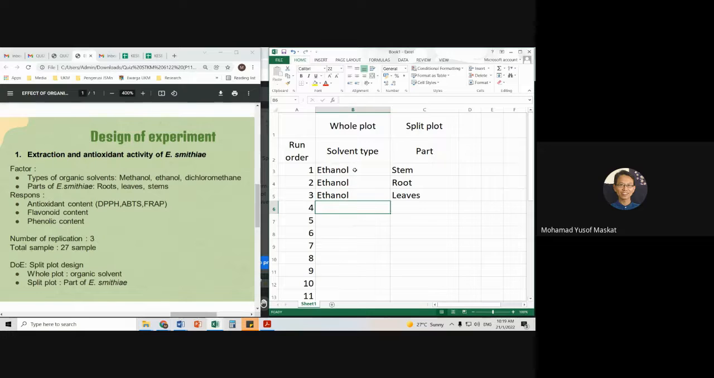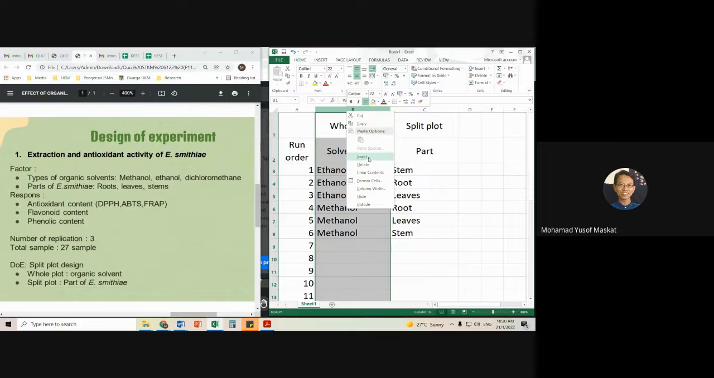And then after ethanol, she randomizes again, and when she picks straws, it comes out as methanol. So then she does all the methanols. But for the split plot, she should not copy this one. You have to randomize it again. For example, you get roots, and then leaves, and then of course it has to be stem.